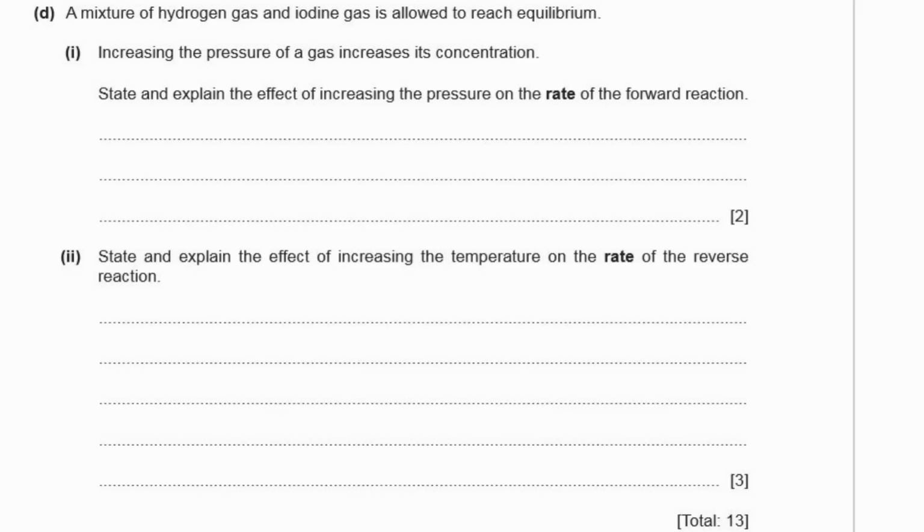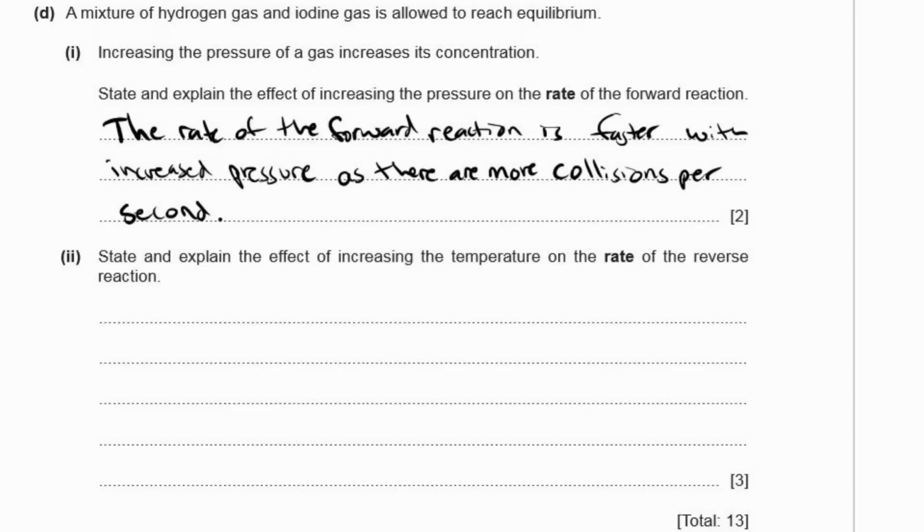D. A mixture of hydrogen gas and iodine gas is allowed to reach equilibrium. 1. Increasing the pressure of a gas increases its concentration. State and explain the effect of increasing the pressure on the rate of the forward reaction. So when you increase the pressure, does the rate increase or decrease, and why is what it's asking. Okay? So first of all, the rate of the forward reaction is faster because the pressure is increased, so that means there's more collisions per second. So the rate of the forward reaction is faster with increased pressure as there are more collisions per second.